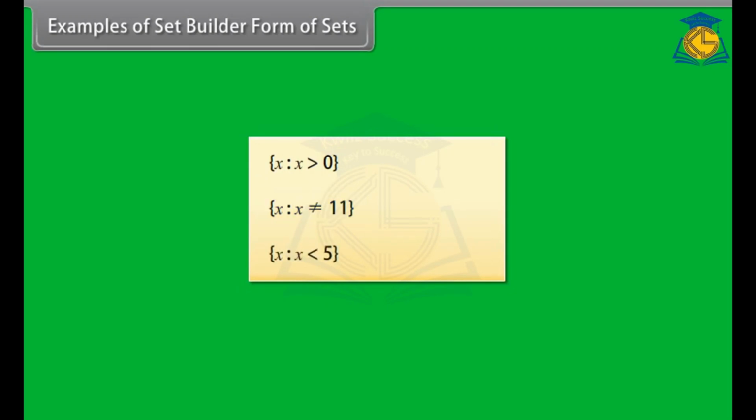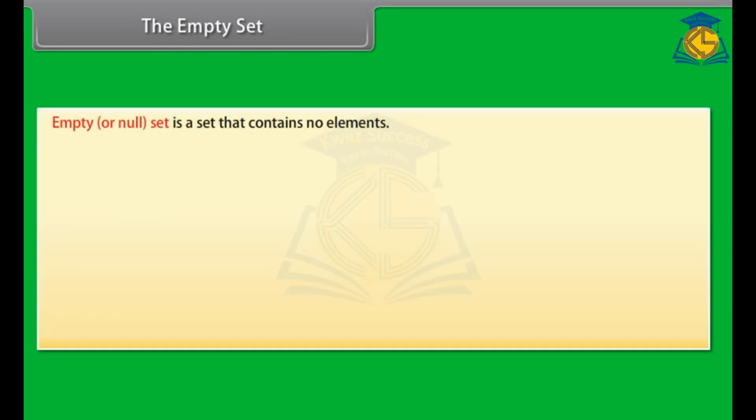Set of all x such that x is any number less than 5. The empty set. Empty or null set is a set that contains no elements. It is also known as a null set or a void set. Empty set is denoted by these symbols.